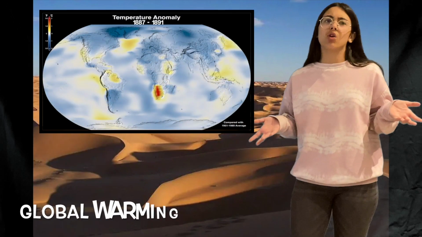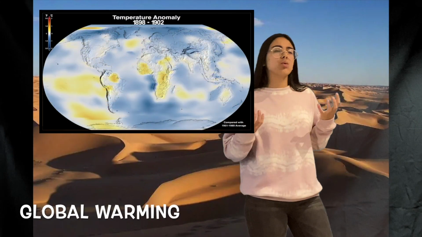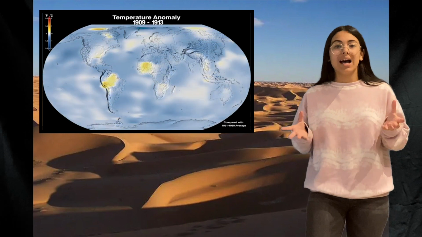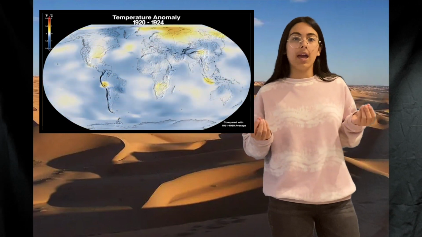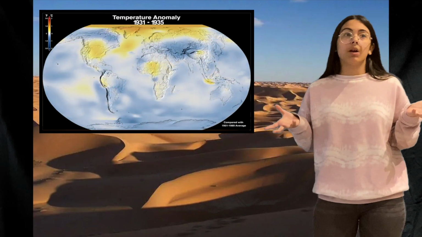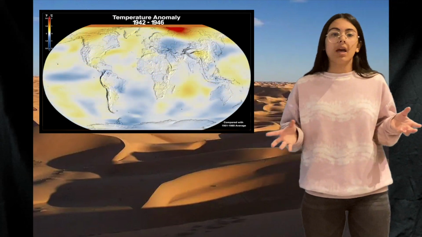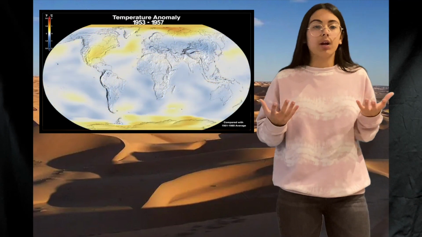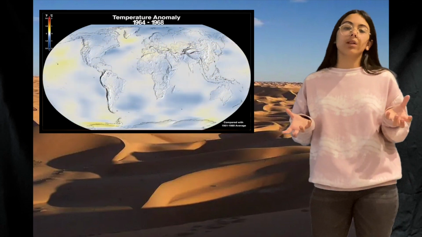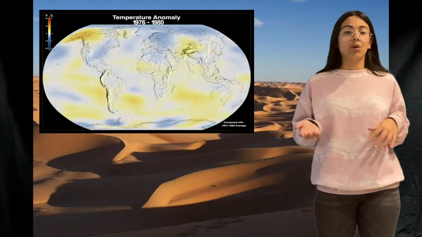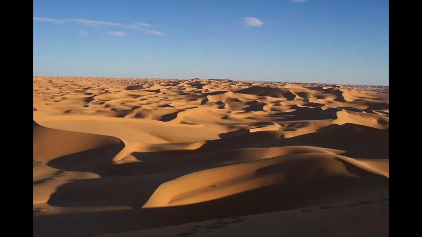Another problem is global warming. It's very difficult to understand that global warming has any harmful effect on the world's hot deserts, but even small changes in temperature or precipitation could strongly affect the fauna and flora that live in the desert.